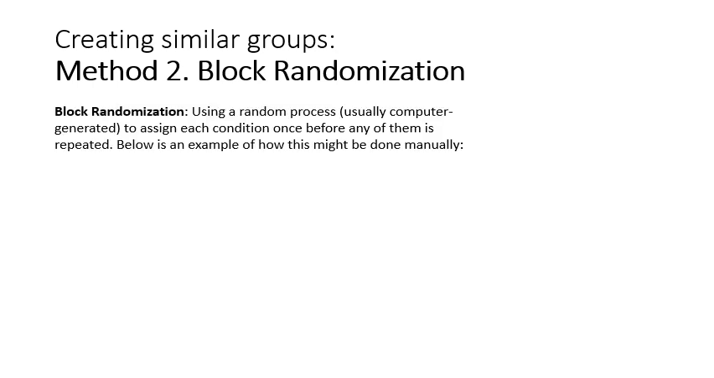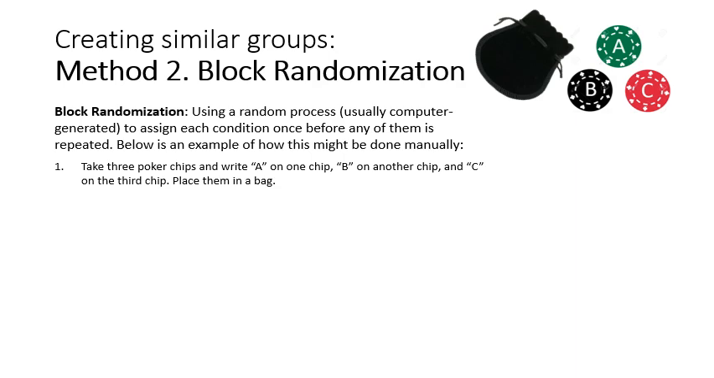So one way to create similar groups without the problem of unequal group sizes that occurs with complete randomization, we can use block randomization. And in this method, we use a random process, usually computer generated, to assign each condition one time before any of them is repeated. So let's look at an example of how we might do this manually. So imagine that you have 3 conditions, and you want to get people randomly assigned to each of the 3, and you want equal groups.